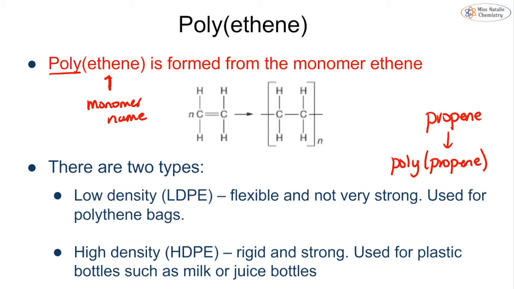And there are two different types of polyethene, and you actually come across these probably every single day of your life. So there's low density polyethene, or LDPE, and this is a very flexible polymer, and it's actually used for plastic bags or polythene bags that you would get in a supermarket. Now, the high density polyethene, or HDPE, is very rigid and very strong, and it's actually used for plastic bottles, like a milk bottle or a juice or a soda bottle. Something like that tends to be made of this rigid, strong polythene.